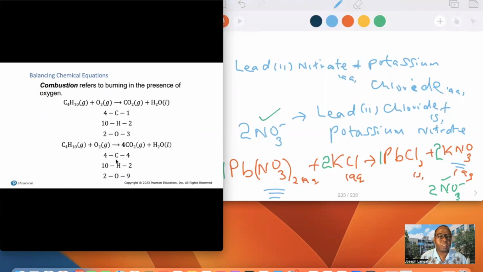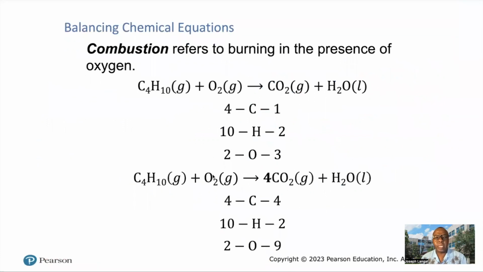It's just common sense. Here are a few examples I have on the PowerPoint slide, which I expect you to practice with. This is butane. Remember section 3.11 in chapter 3, naming organic compounds. This is butane, a hydrocarbon, combustion with oxygen. You have to go back and forth until it balances. It depends on which one works best for you. You can start balancing carbon or oxygen, but remember rule number 1: leave the element by itself so that you balance it at the end.